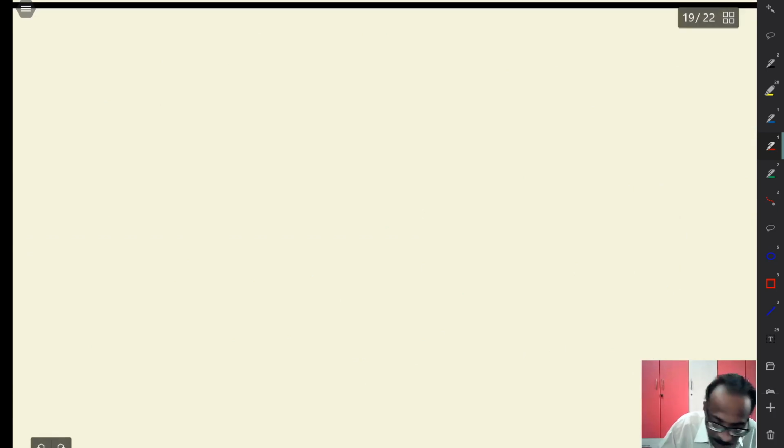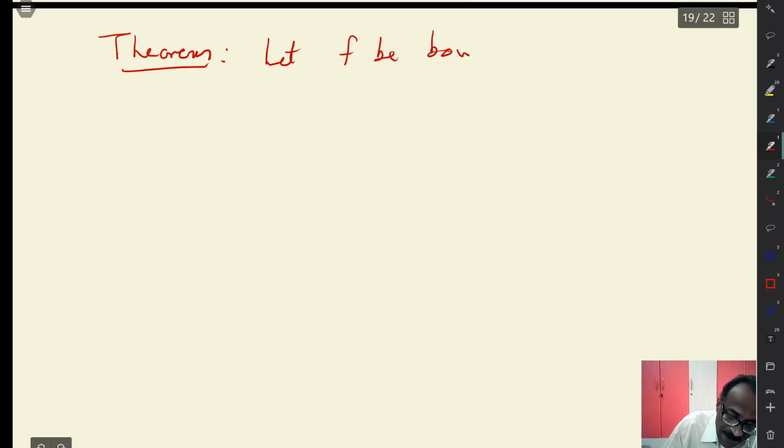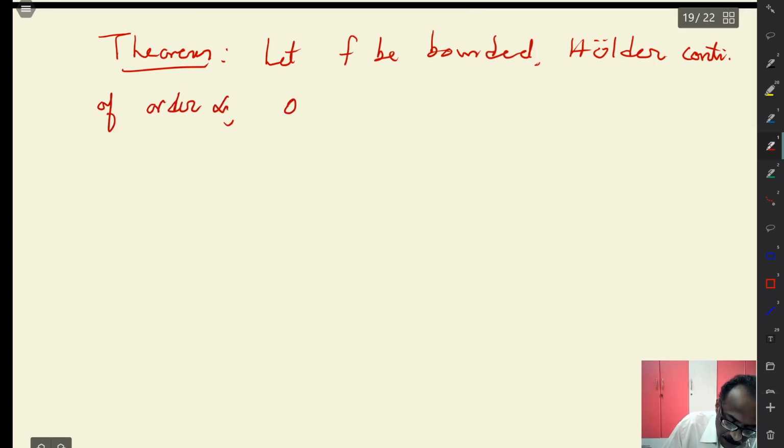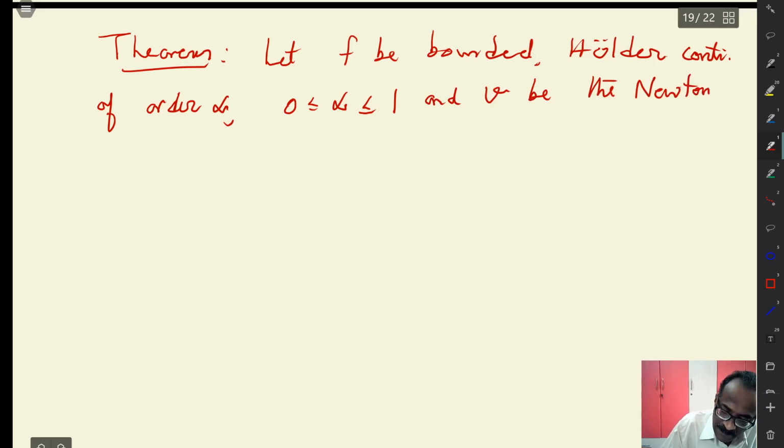Okay, theorem. So let me do it in theorem. Let f be bounded, whatever we have assumed, and putting it in the form of a theorem, Hölder continuous of order alpha, 0 less than alpha, in fact you can go up to 1, and V be the Newtonian potential. So this is essentially the final theorem, in terms of the Newtonian potential defined earlier. Okay, then this is what we are going to prove.